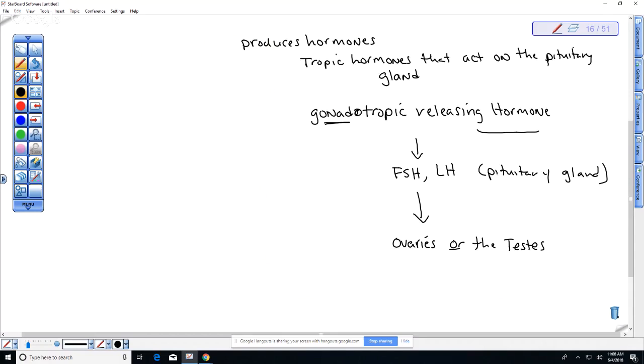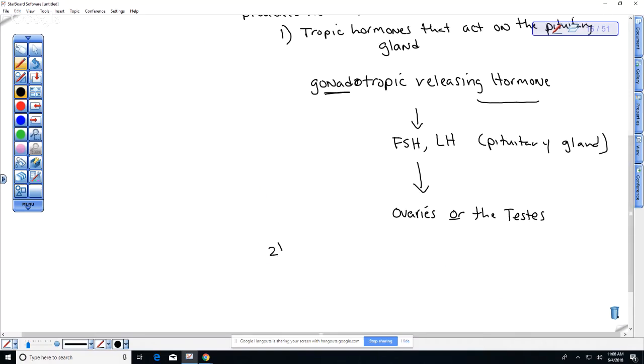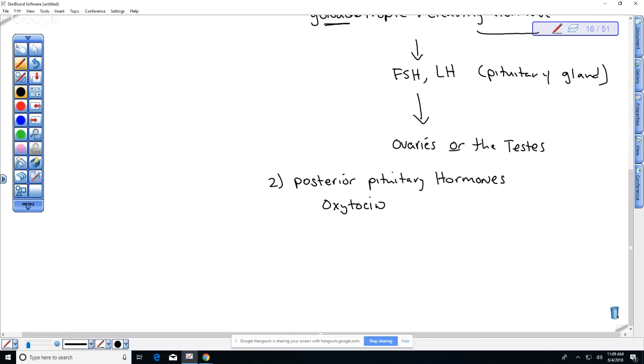So the hypothalamus produces tropic hormones, but it also produces the posterior pituitary hormones. So there's two posterior pituitary hormones that are actually produced in the hypothalamus and then transported and stored in the posterior pituitary. So when we look at these, they include oxytocin and antidiuretic hormone. I'm going to leave a little room for these.